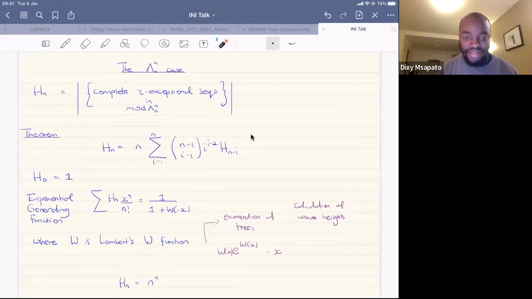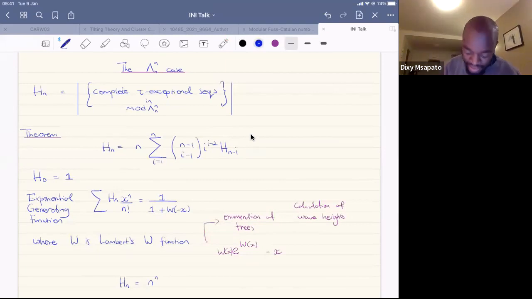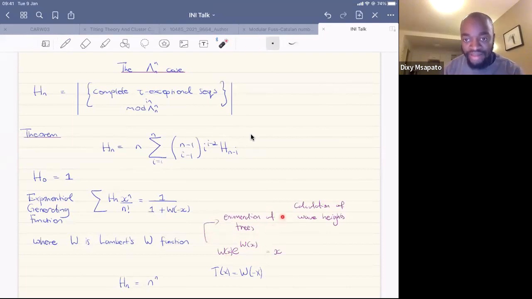It's a function that actually appears in very many places in maths in general. One of the places you might see it is in combinatorics, if you're ever concerned with enumerating trees. Lambert's function usually appears in the form of the tree function, which I think is defined to be T of x equals W of minus x. It also appears in areas of applied maths. Interestingly, I thought, it's used in the calculation of wave heights. So it's quite surprising to see it in this context of representation theory of finite dimensional algebras.